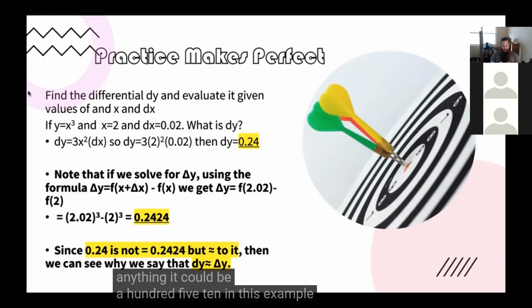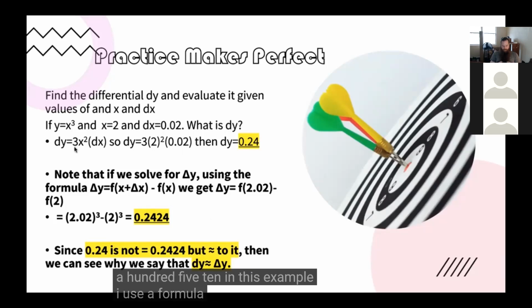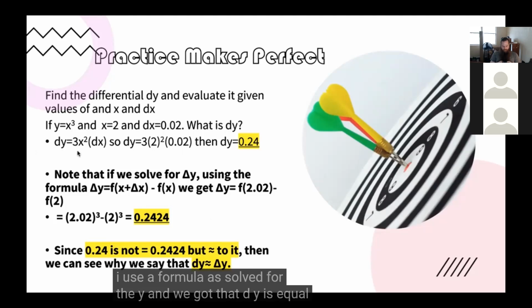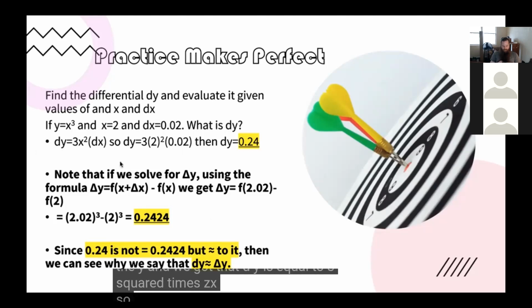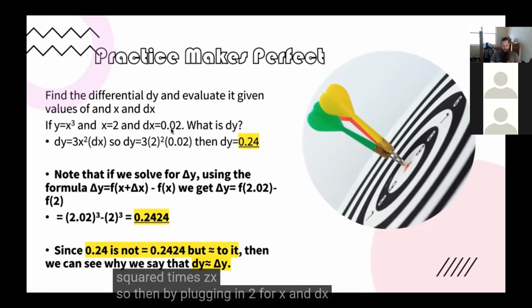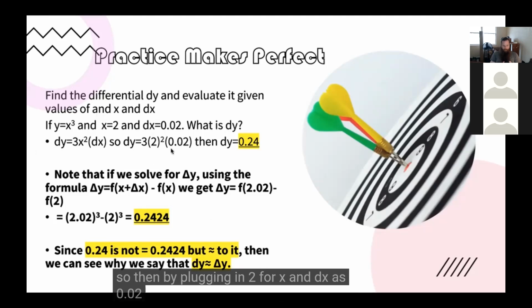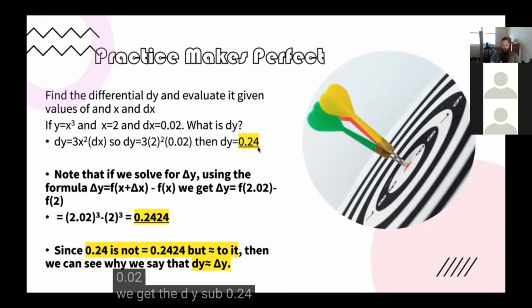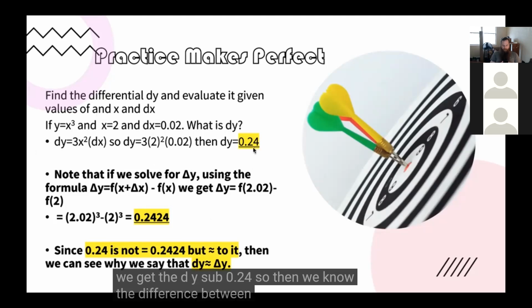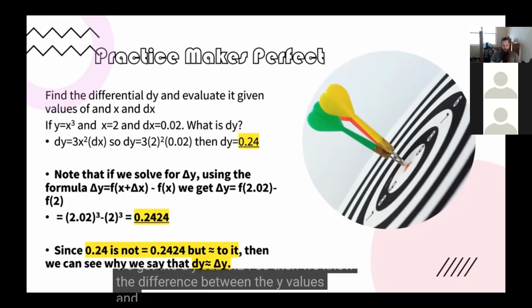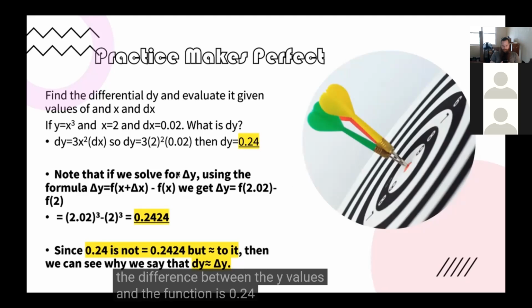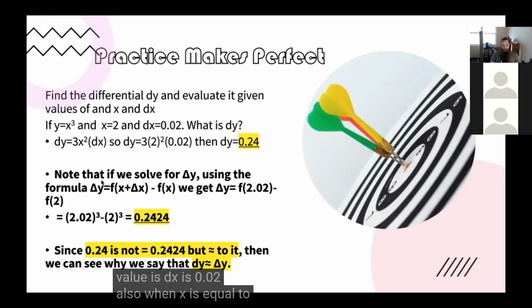In this example, I used a formula as solved for dy, and we got that dy is equal to 3x squared times dx. So by plugging in 2 for x and dx as 0.02, we get that dy is equal to 0.24. So then we know that the difference between the y values in the function is 0.24 when the difference in the x value dx is 0.02. Also when x is equal to 2.